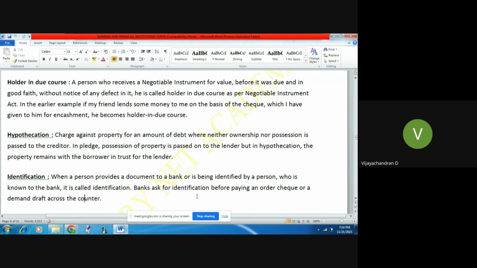Whereas in the case of mortgage, both the possession and the document will be in the hands of the lender. Like hypothecation, it will not be in the hands of the borrower. It will be in the hands of the lender. That is known as mortgage. So the difference will be asked. So what is hypothecation? What is mortgage? What is a pledge?